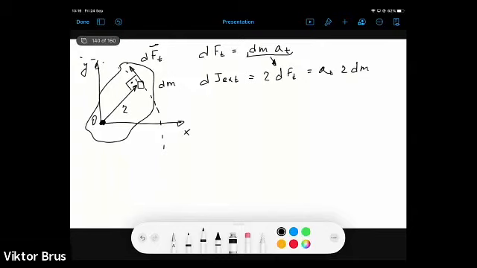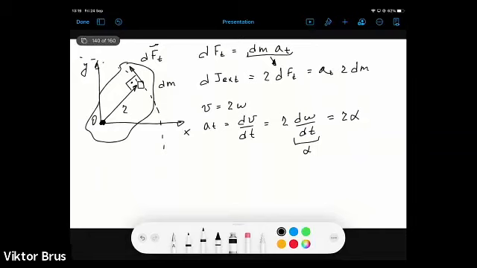Okay, now we need to recall how tangential acceleration is connected with the angular acceleration of the rigid body. So linear velocity is equal to radius times omega, angular velocity, and tangential acceleration is dv over dt, and this is equal to r times d omega over dt. And this is nothing else but angular acceleration alpha. So we have radius times alpha.